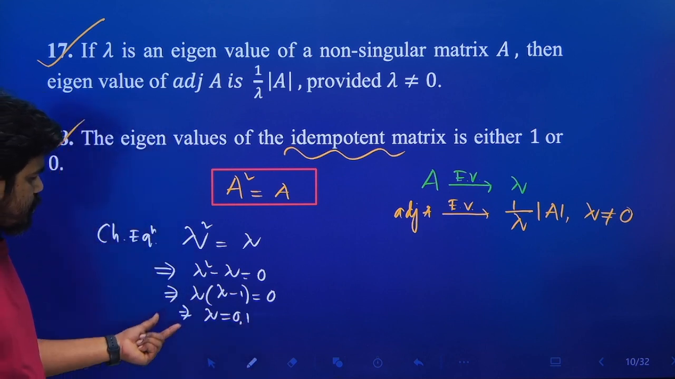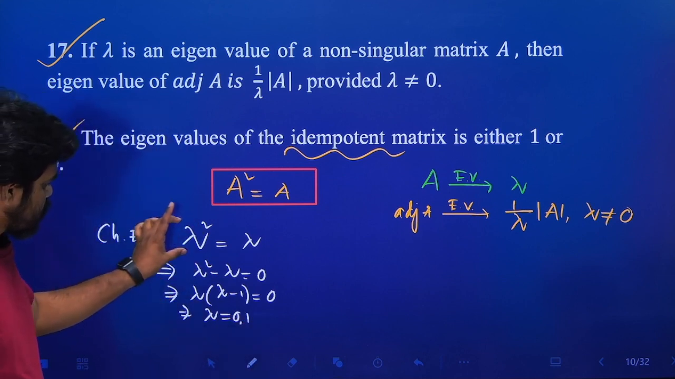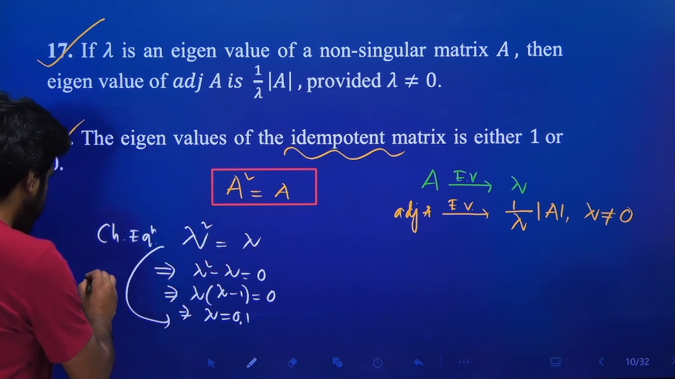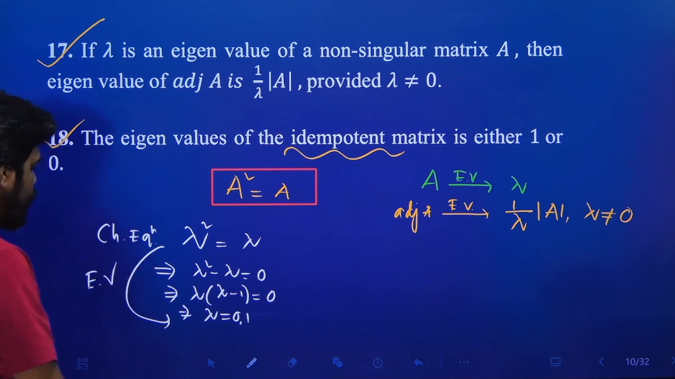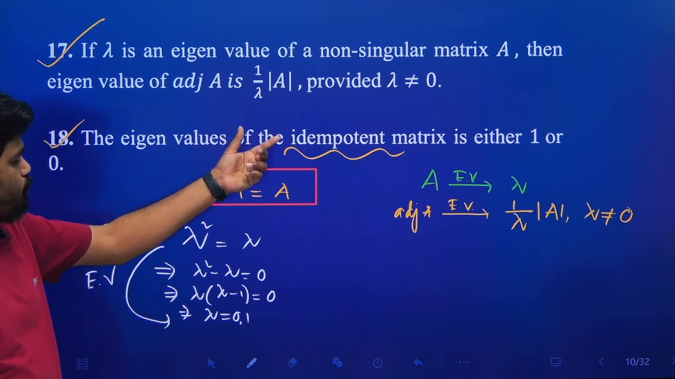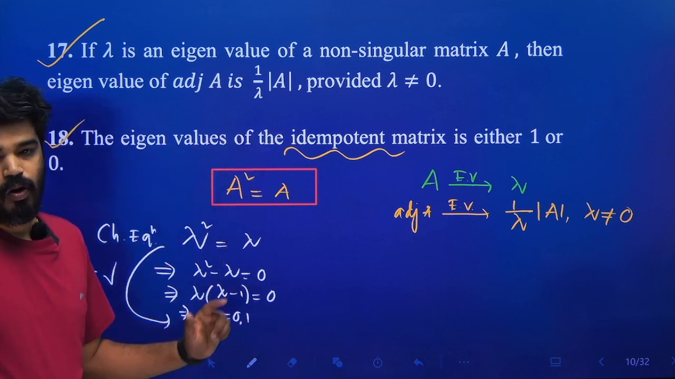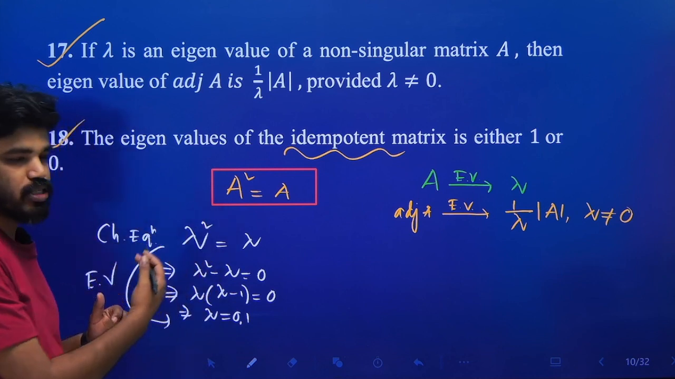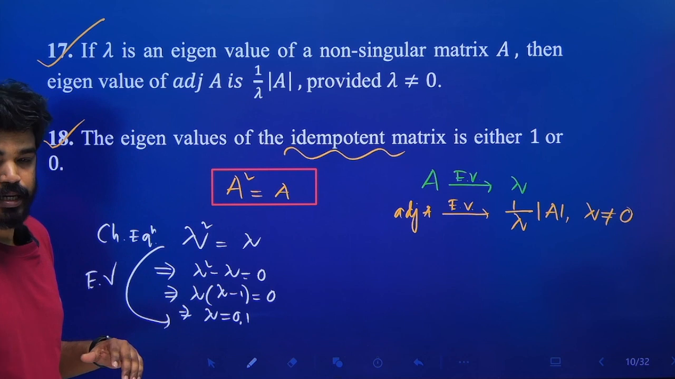Okay, so this is the characteristic equation. What do we call the roots of the characteristic equation? Eigenvalues. Okay, so the eigenvalues of an idempotent matrix are either 0 or 1. But by a short trick, just by the back-calculation method, we solved it. Okay.